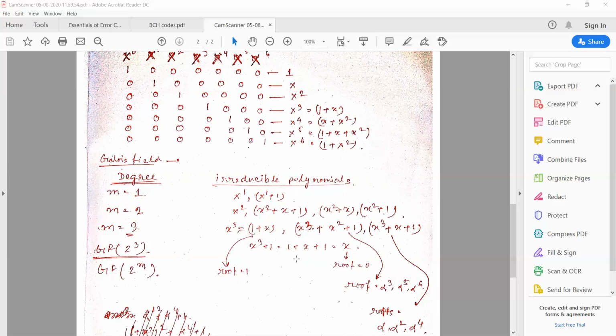X cube plus 1. So x cube is replaced by 1 plus x. So 1 plus x plus 1, so x. So the root equals 0. I will discuss this again later, but you can see that when you are considering this equation, that is x plus 1.